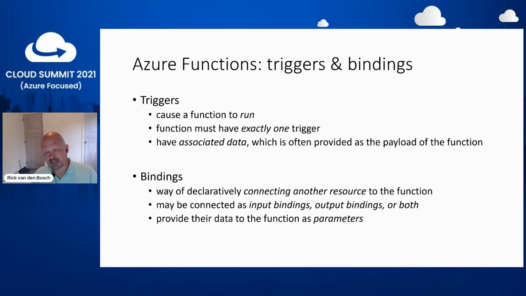So a binding can be either input or output. It can be something you feed into your function, or it can be the result of your function, or it can even be both. And then they provide their data to the function as parameters that go into the function. And I will show you a little bit how that works later on. But for now, this is the idea about triggers and bindings when you go and run Azure Functions.